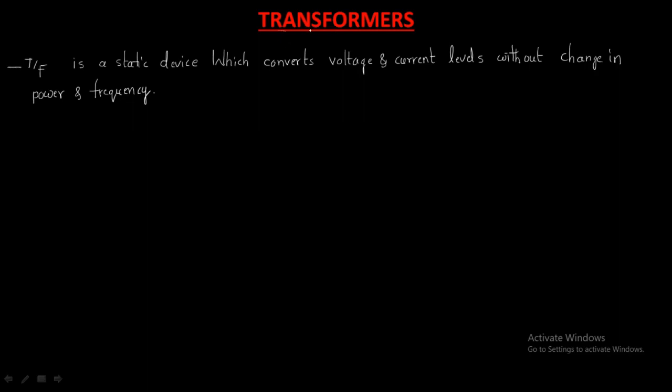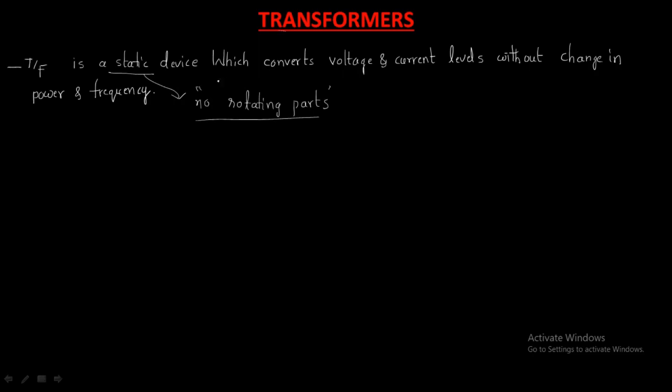So, first we will discuss the definition of a transformer. A transformer is a static device which converts voltage and current levels without changing power and frequency. Static device means simply no rotating parts. It doesn't have any rotating parts.